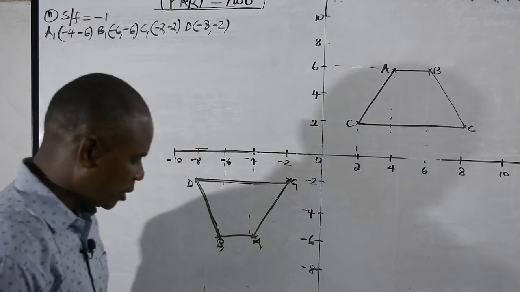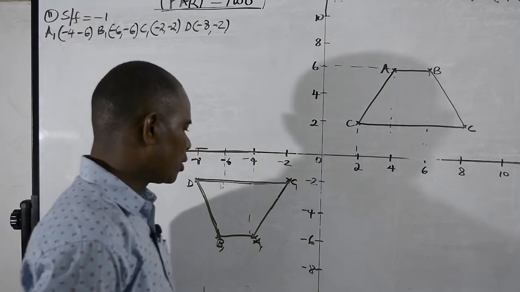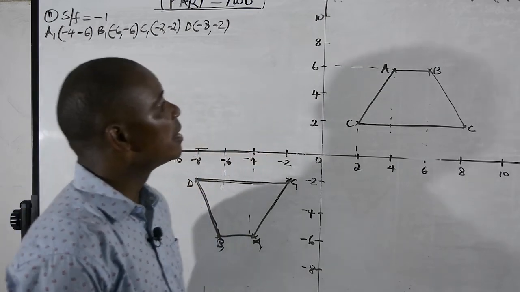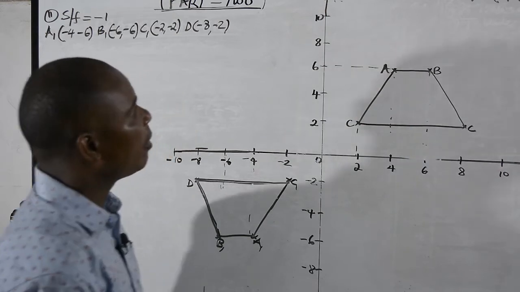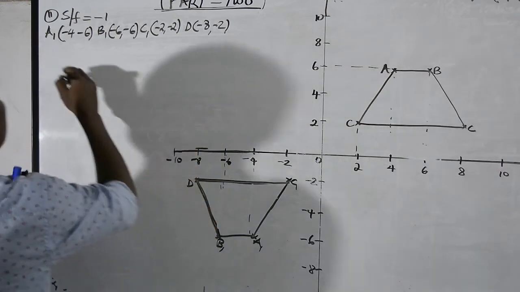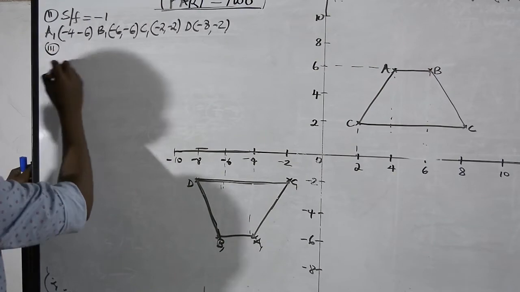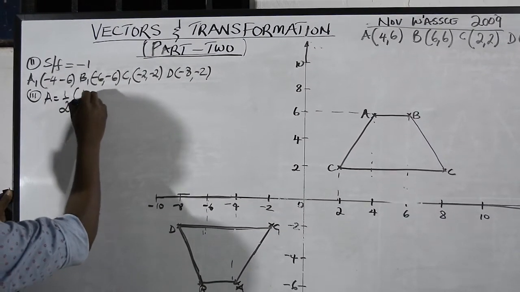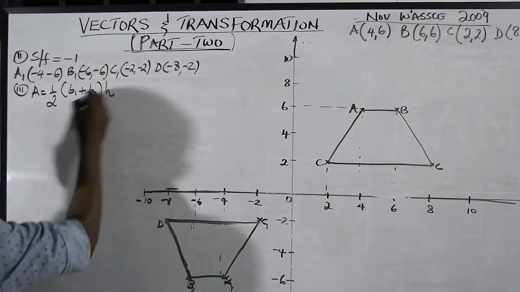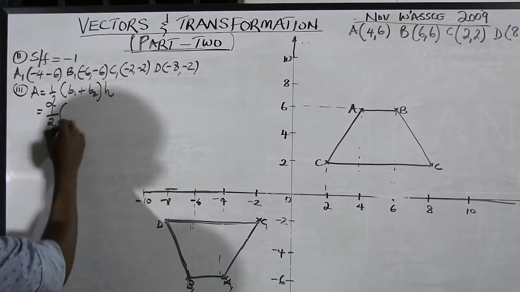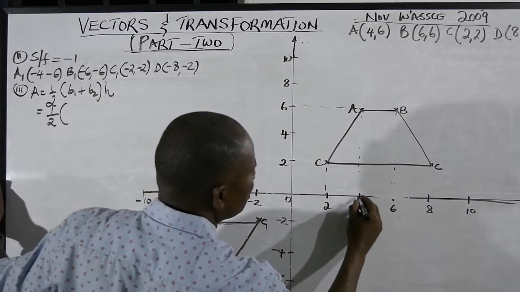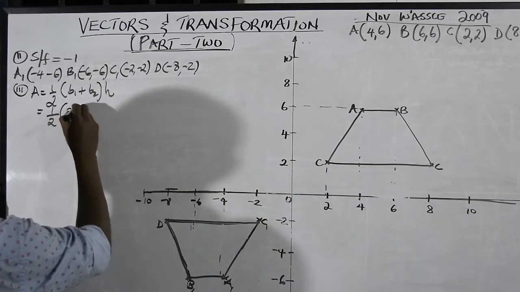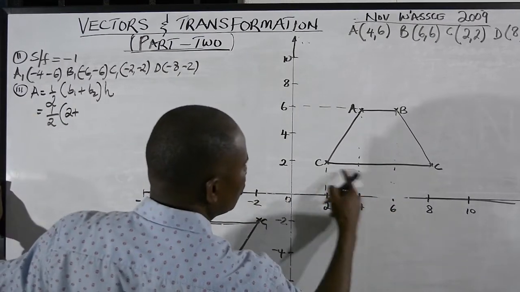The second question says, find the area of ABC. So we want to find the area of ABC. That's Roman figure 2. The area of ABC, you know that area is half B1 plus B2 times the height. So this is half into B1, which is this distance, B to this, 4 to 6 is 2. So you have 2 plus this, 2 to 8 is 6.